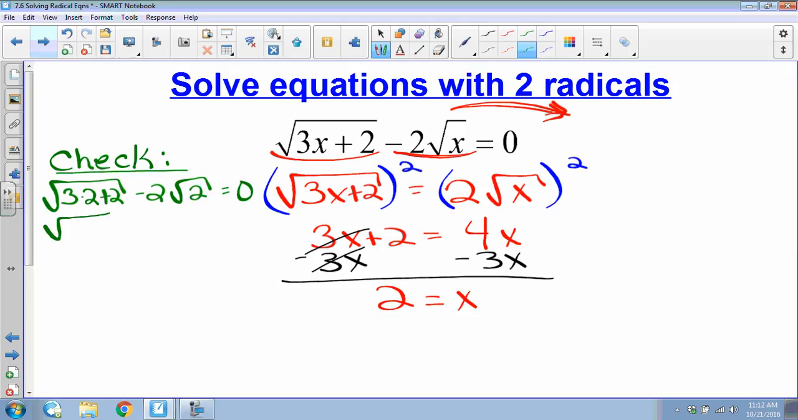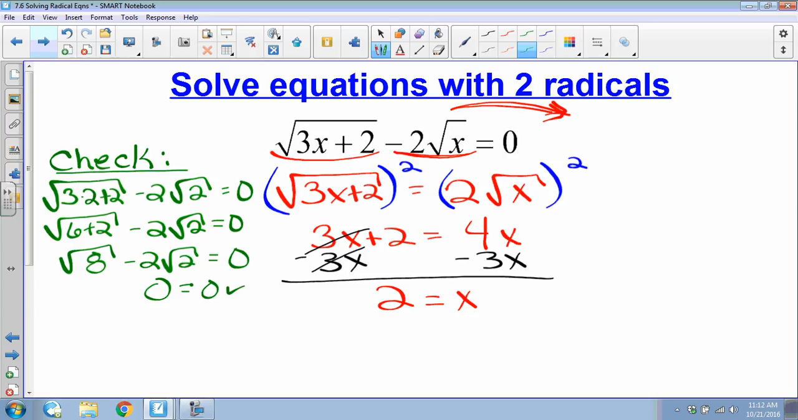So this is the square root of 6 plus 2 minus 2 square roots of 2 equals 0. So that's the square root of 8 minus 2 square roots of 2. You're checking to see, does that equal 0? Y'all tell me. They're waiting for me to tell you? It does. Square root of 8 simplifies to 2 square roots of 2. So if you calculate that, you'll see that 0 equals 0. So it checks. So that means that was an actual solution. It worked.